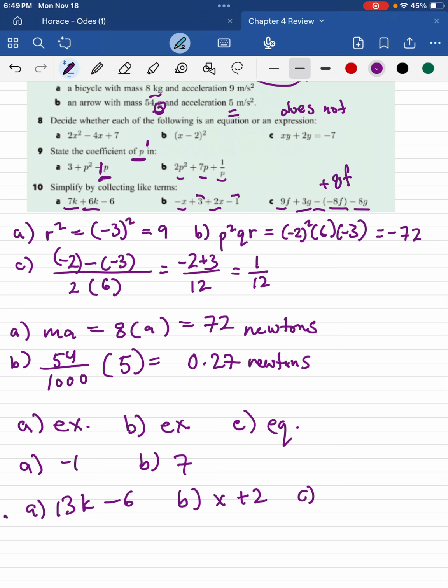And 3g minus 8g, that's going to be 17f minus 5g.